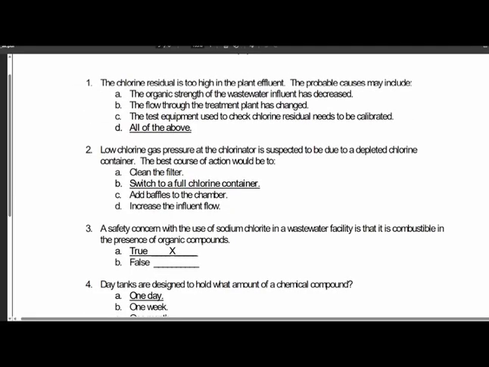Low chlorine gas pressure at the chlorinator is suspected to be due to the depleted chlorine container. The best course of action would be to switch to a full chlorine container.